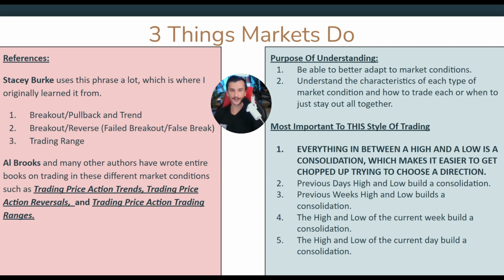Notably, Al Brooks, he has 3 different books: Trading Price Action Trends, Trading Price Action Reversals, and Trading Price Action Trading Ranges. These 3 market conditions have different ways of trading them, and being able to adapt to them is extremely important. Understand the characteristics of each type of market condition and how to trade each or win or just stay out altogether. Most important to this style of trading, everything in between a high and a low is consolidation, which makes it easier to get chopped up trying to choose a direction, which is exactly what we want to avoid. Those are 50-50 or maybe even less kind of trades where you have very low probability of success.